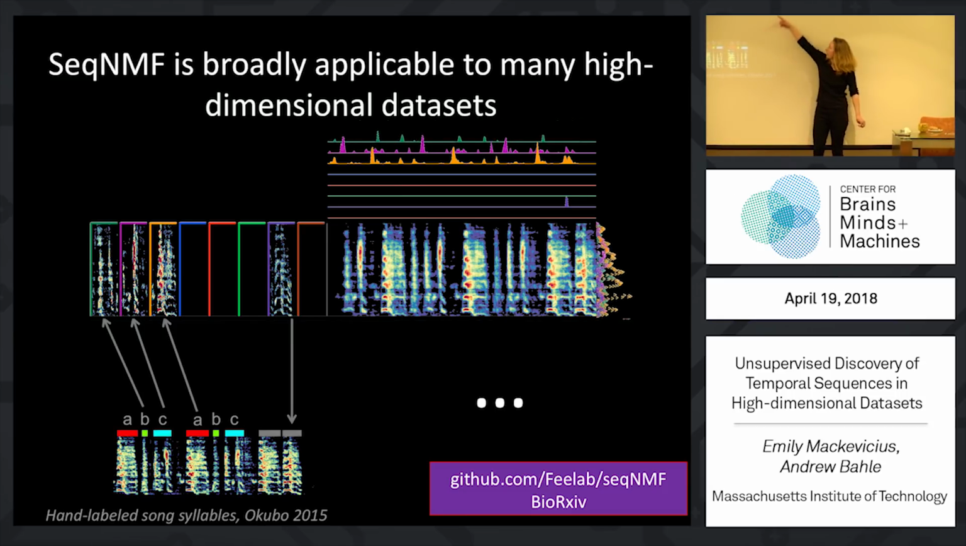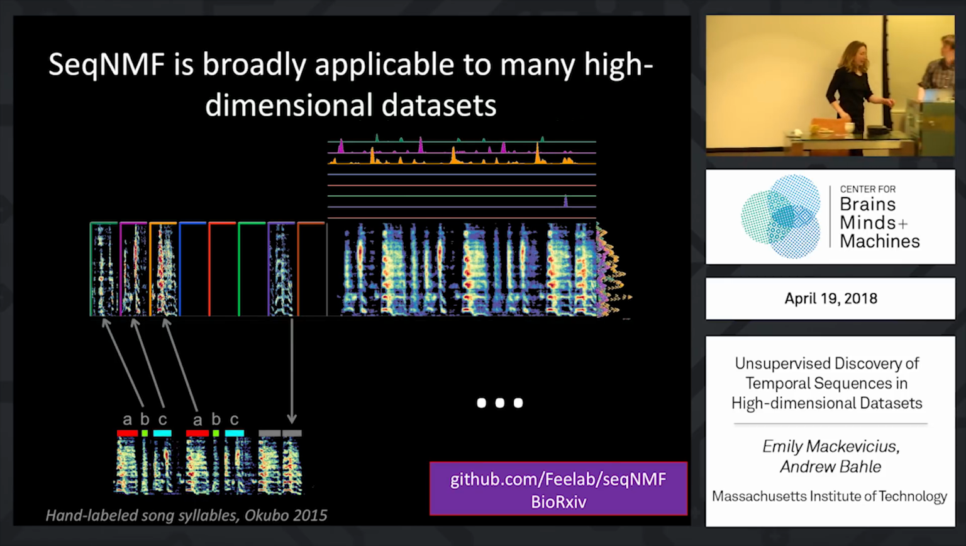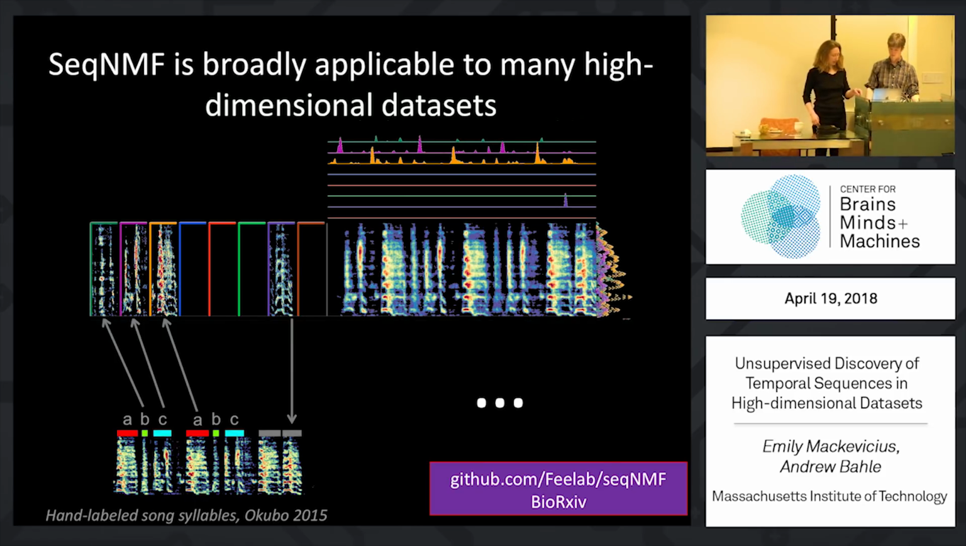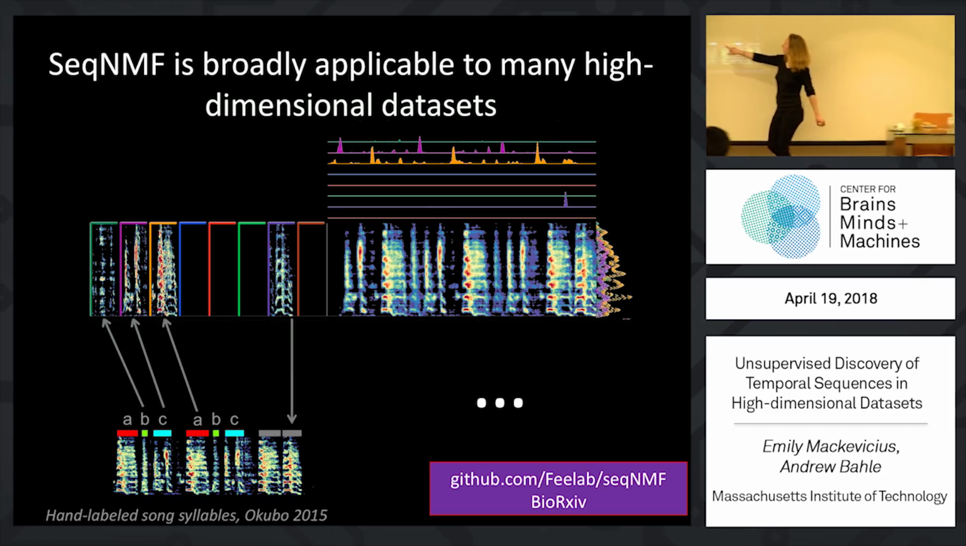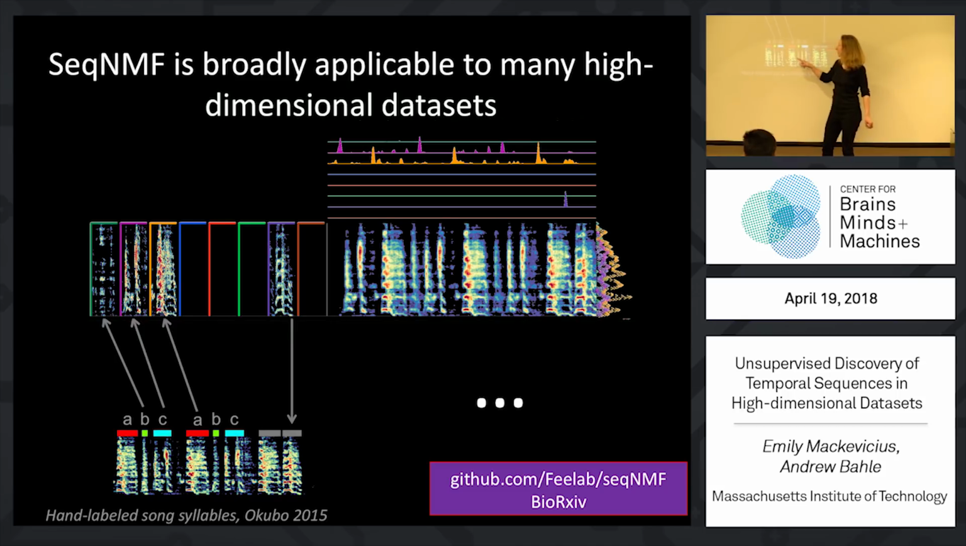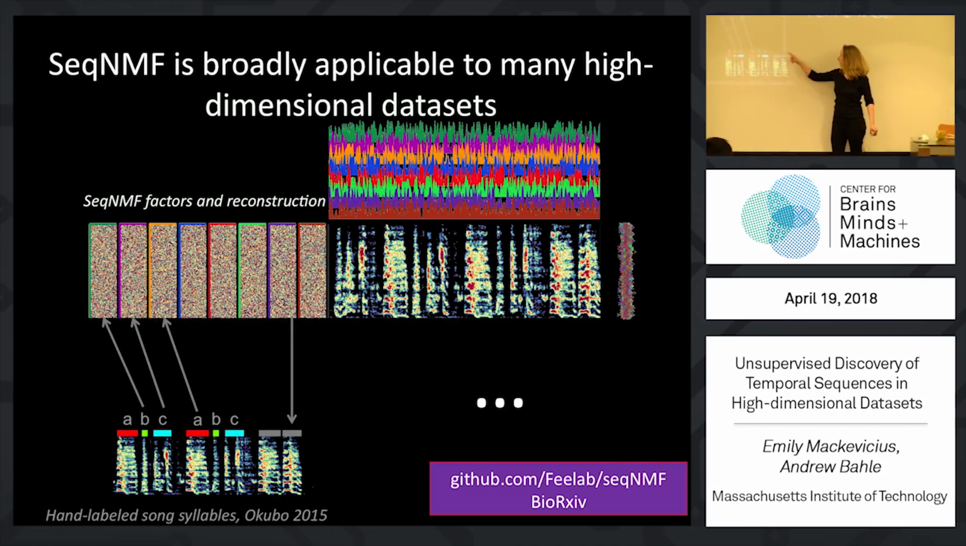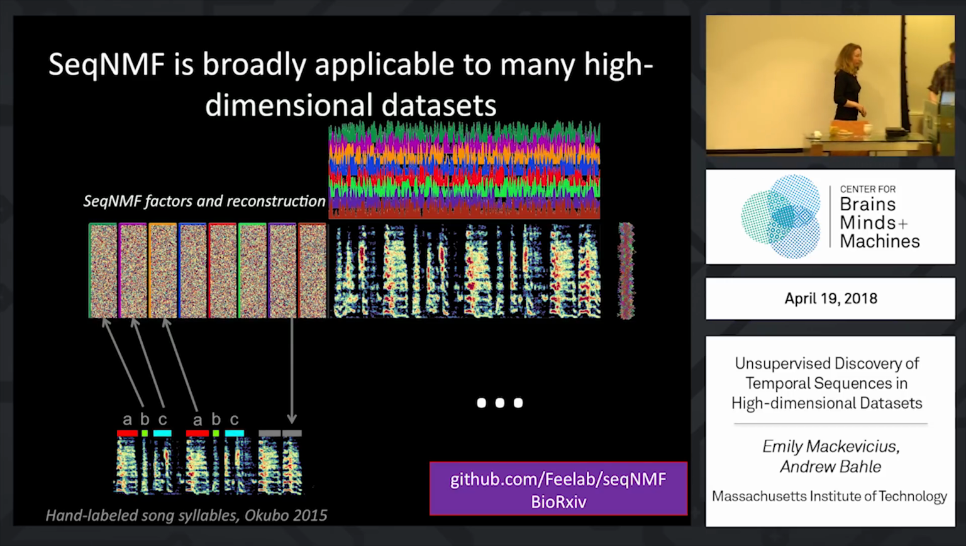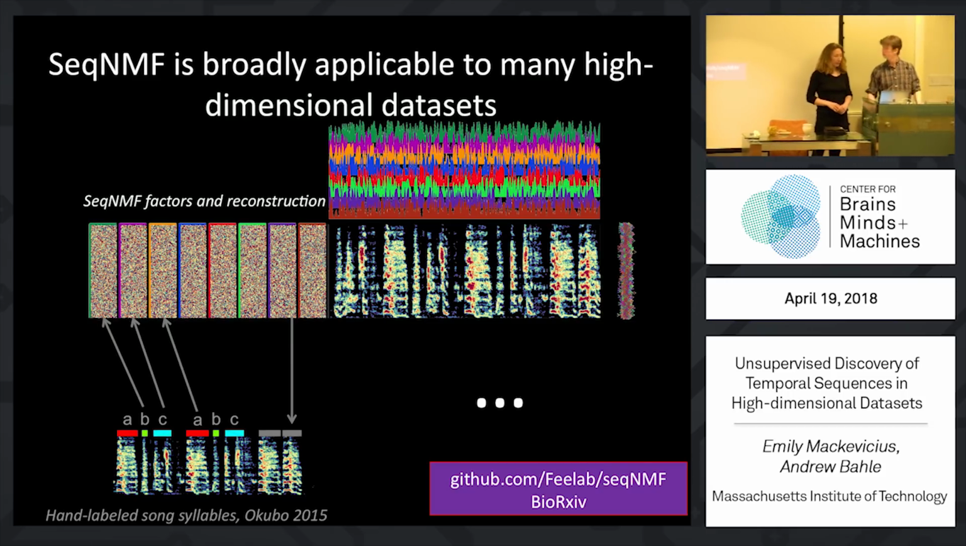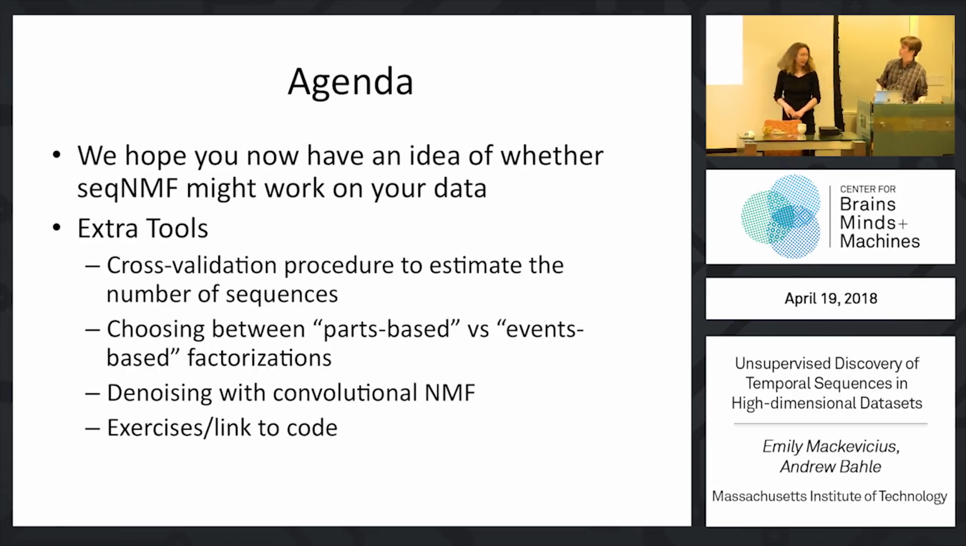And it even extracted an extra syllable that in the hand labeling hadn't been clear how to label. So this is just showing the correspondence between these factors and the hand-labeled syllables, and another syllable that was unlabeled by hand, but it pulled it out. Okay, so basically, we think it could work on many of your data sets.